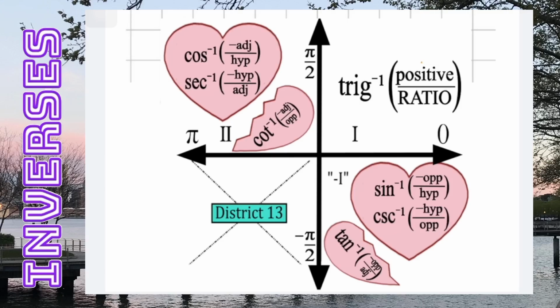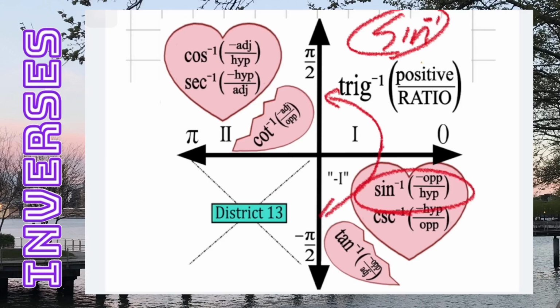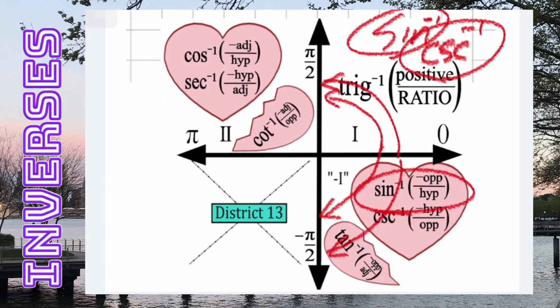Now, if I'm talking about sine, or really sine inverse, I'm going to be describing positive sine inverse of a positive ratio is here between 0 and pi over 2. And then sine inverse of a negative ratio is down here between negative pi over 2 and 0. The same will be true for its reciprocal, cosecant inverse. It will also be here and here, I promise you. What else do we have?